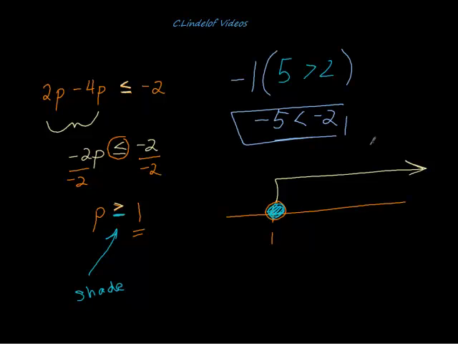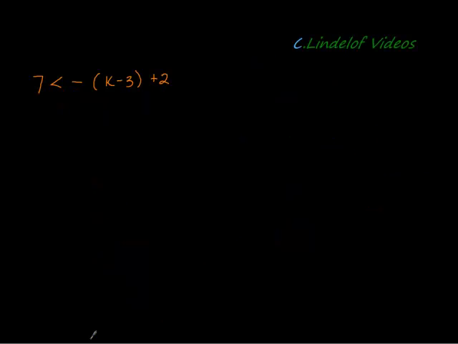All right? Let's move on, we're almost done. So let's move on to this one. This problem has a lot going on. So we have a negative sign, and then we have this quantity, k minus 3, plus 2. Remember, when you see this quantity sign, these parentheses, anything in front of it is being multiplied by it. So you see this negative sign. This negative sign is equivalent to -1.